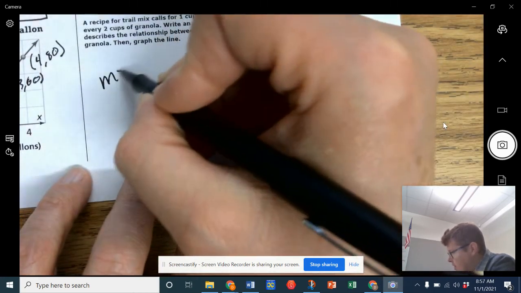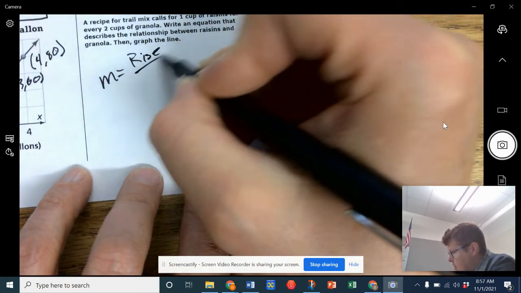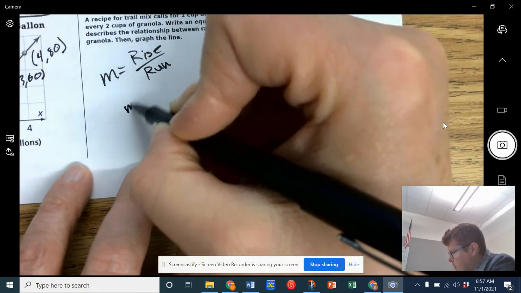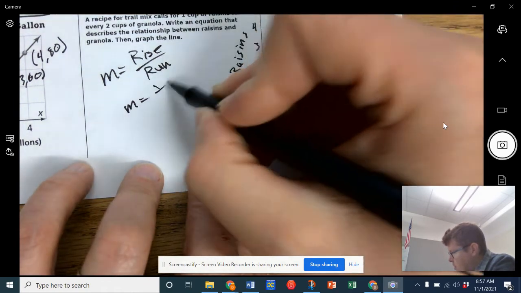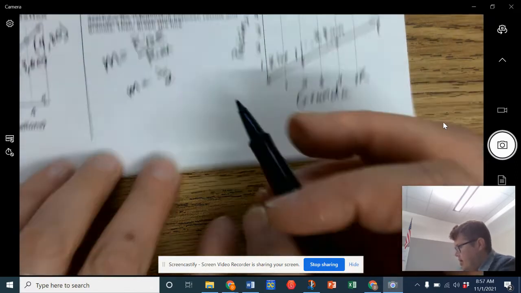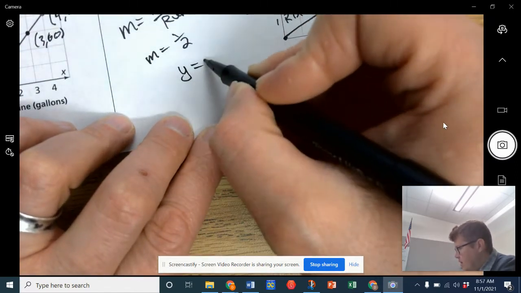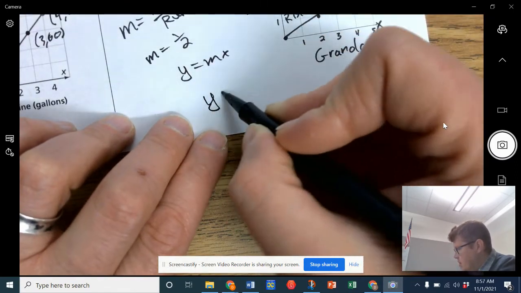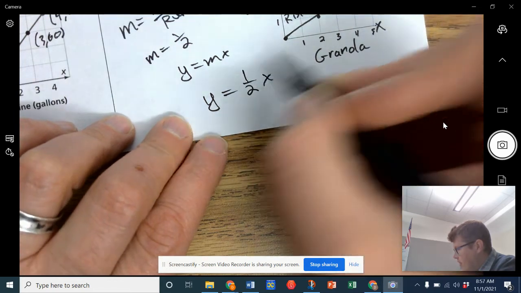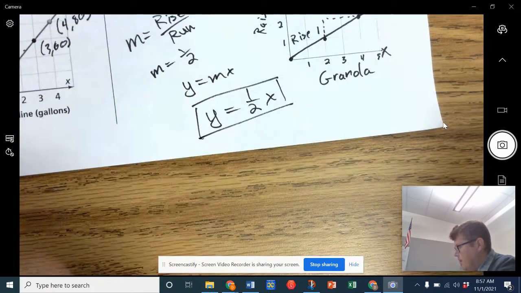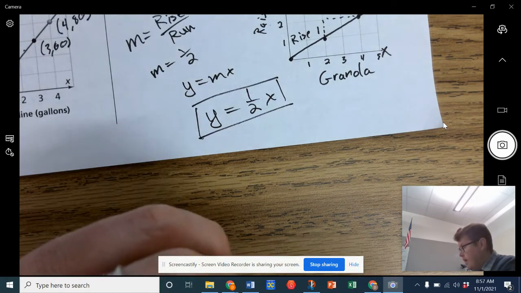Remember, slope is rise over run. So our rise is 1, our run is 2, so that's 1/2. Now remember, our equation is in the form of y equals mx. So we just plug our slope in for that m value, and that's what you get. So y equals 1/2 x, that's our line.